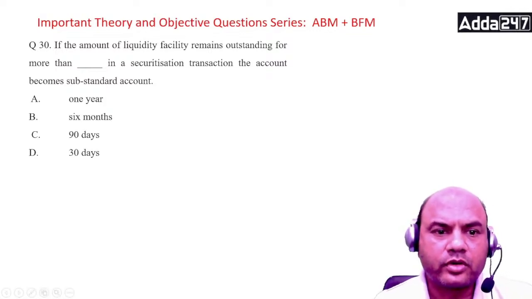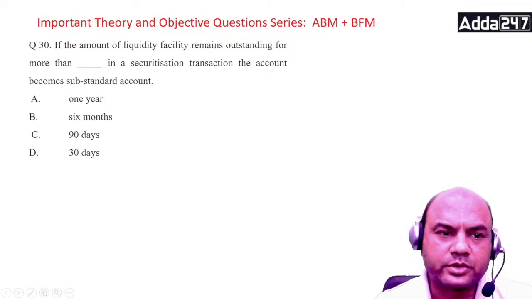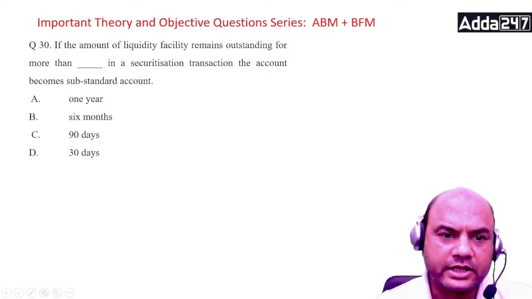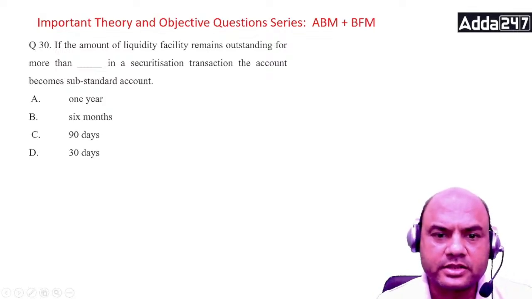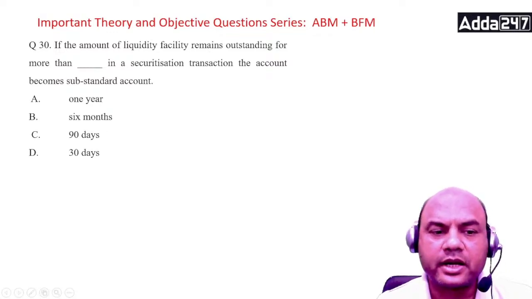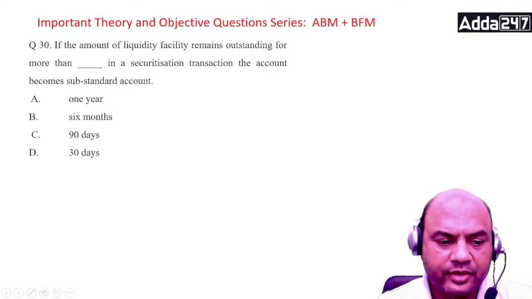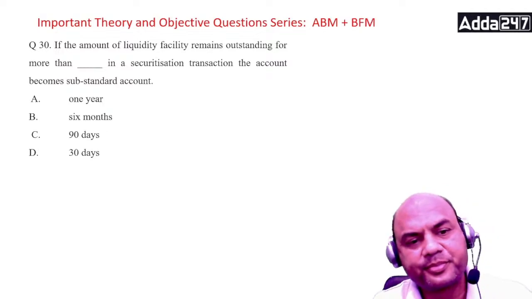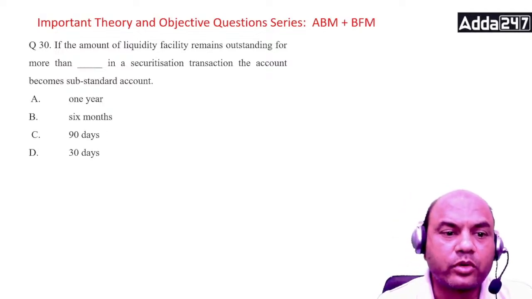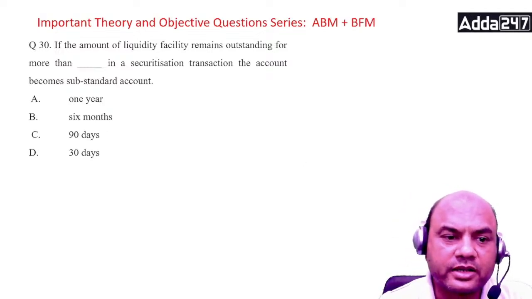If the amount of the liquidity facility remains outstanding for a period of more than dash in the securitization transaction, the account becomes substandard. 1 year, 6 months, 90 days and 30 days. So what is the answer over here? Remains outstanding for more than dash. How many? 1 year, 6 months.